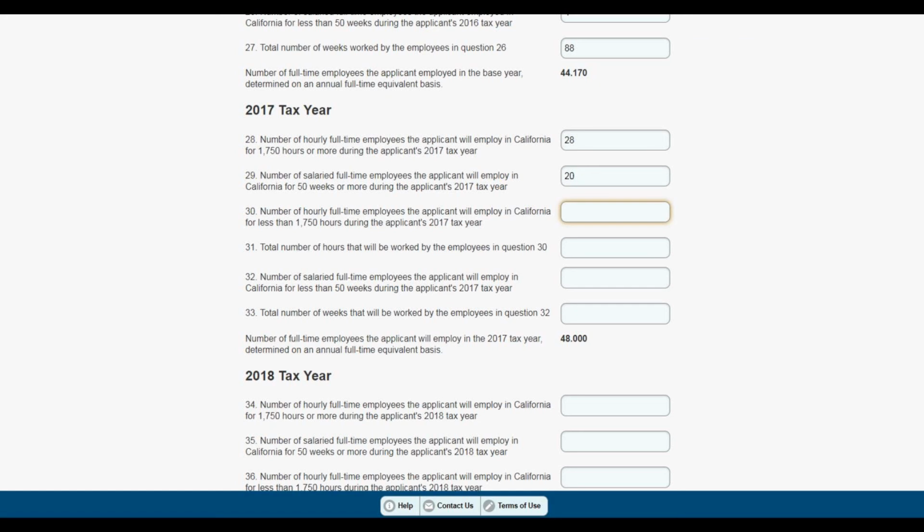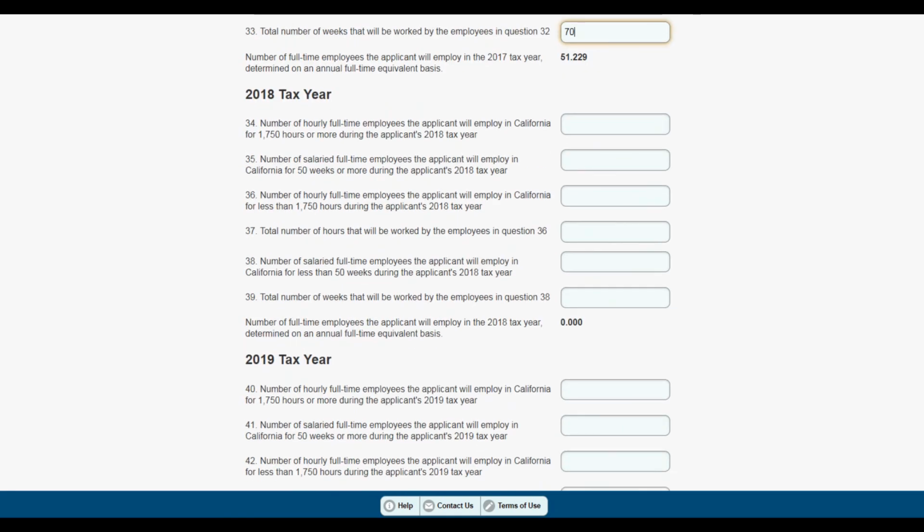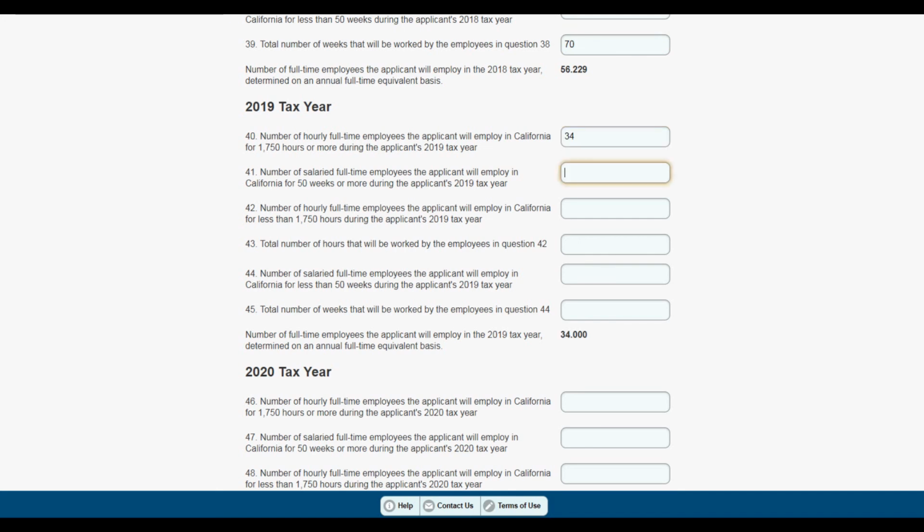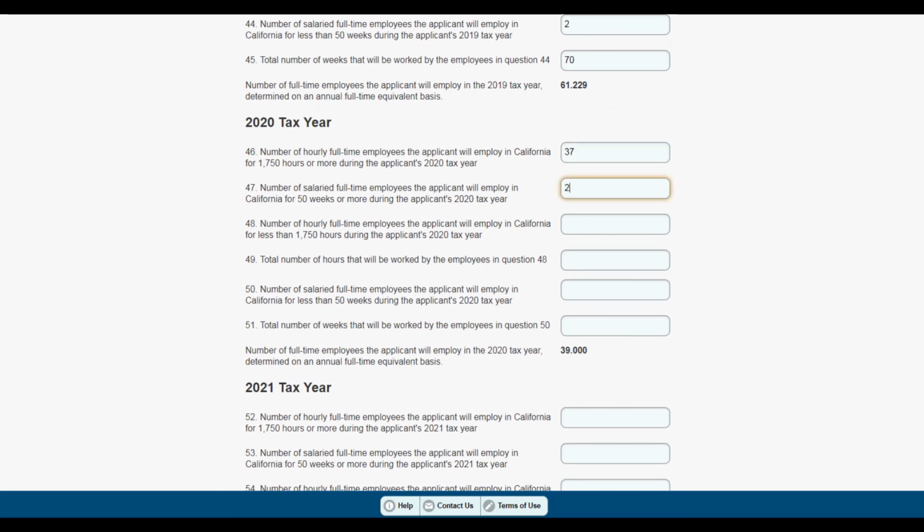Starting at question 30, Widget plans to hire 3 hourly full-time employees that will work a total of 3,200 hours per year. Additionally, Widget will hire 2 full-time salaried employees that will work a combined 70 weeks per year. From 2018 forward, Widget repeats the same process, adding the net increase of 3 hourly employees and 2 salaried employees to the first 2 questions and inputting the same hiring information for the next 4. This results in an aggregate employee compensation of $3.4 million.